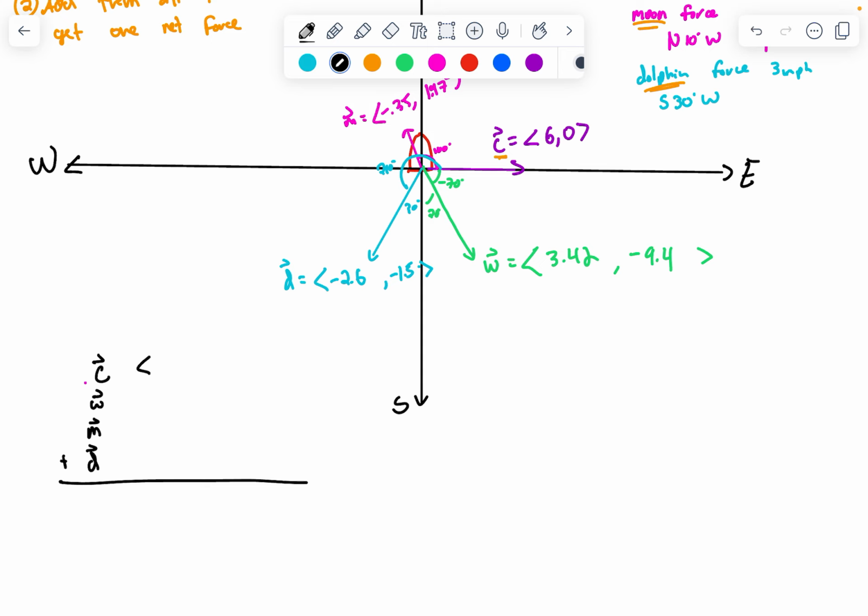So we add 6, 0, we add 3.42, negative 9.4. We add the moon force, negative 0.35 and 1.97. And we add the dolphin force, negative 2.6, comma, negative 1.5.